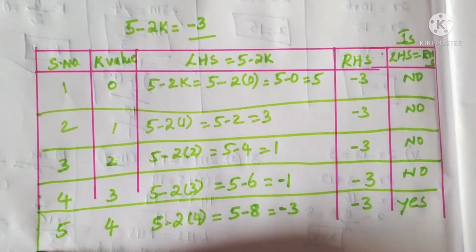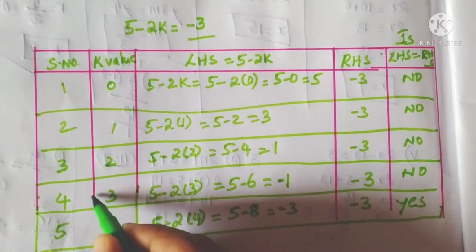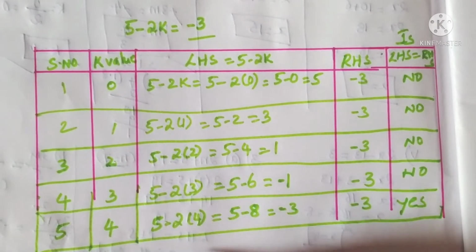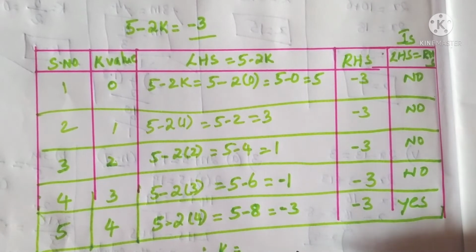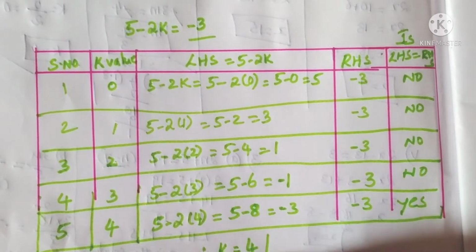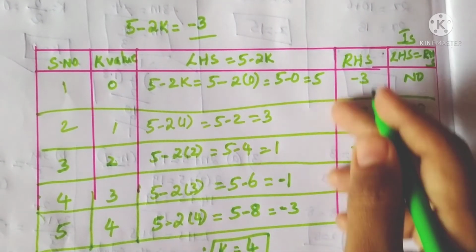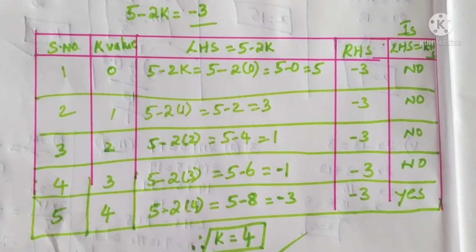So therefore what is the solution here? K equals minus 3 is the solution. So therefore K is equal to, sorry, what is the K value here? 4. So it's not minus 3. So I am telling RHS. So K equals 4 is the solution for this equation.